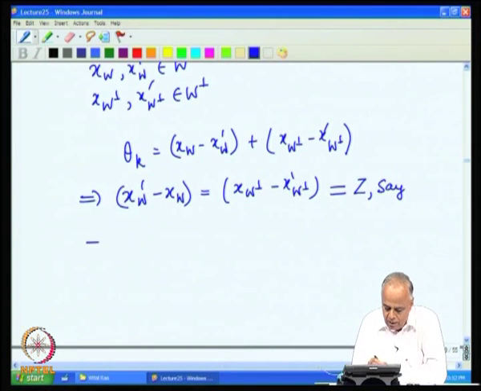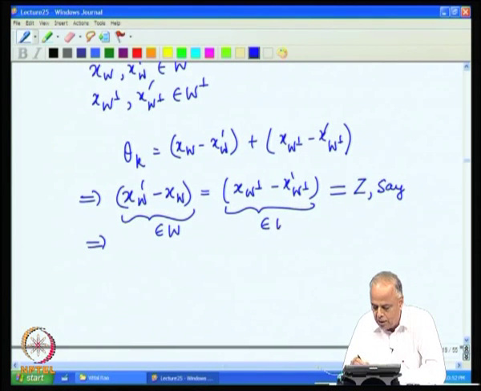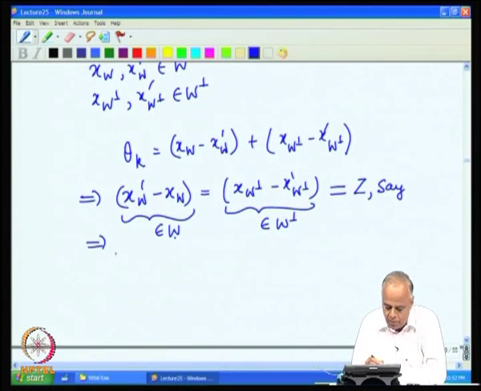Then, because z is equal to this, and x_W prime is in W and x_W is in W, this vector belongs to W. Similarly, this is in W perp and this is in W perp, the difference of two W perp vectors is in W perp. And therefore, this is in W perp because W and W perp are subspaces. Difference of two vectors in W will be in W, difference of two vectors in W perp will be in W perp. Therefore, z is a W vector, it is also a W perp vector, that says z belongs to W intersection W perp.